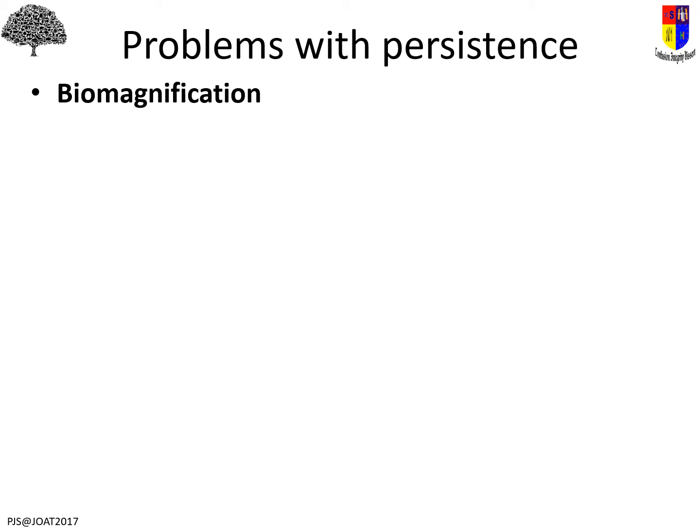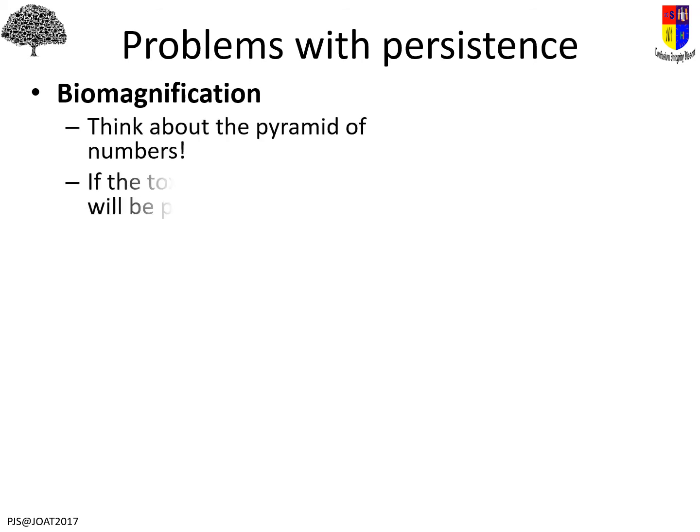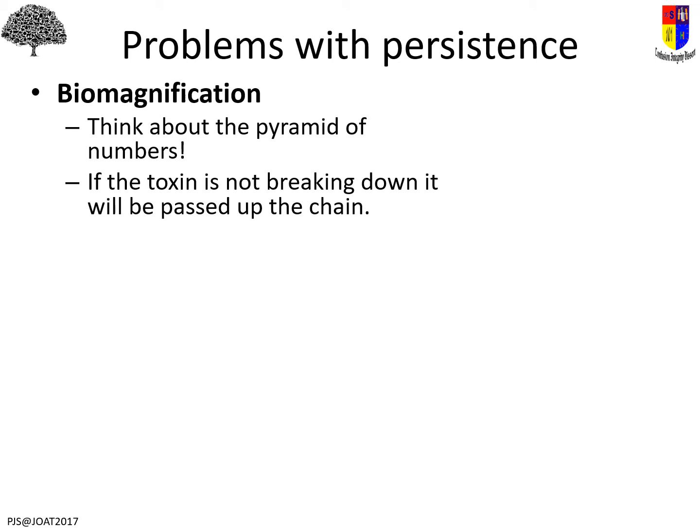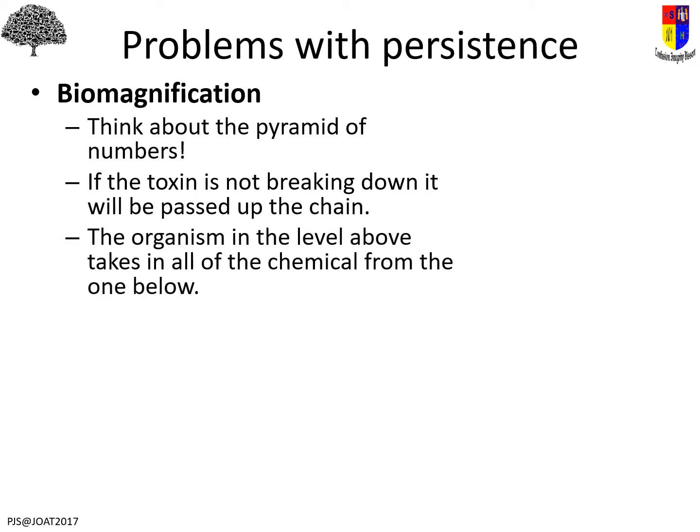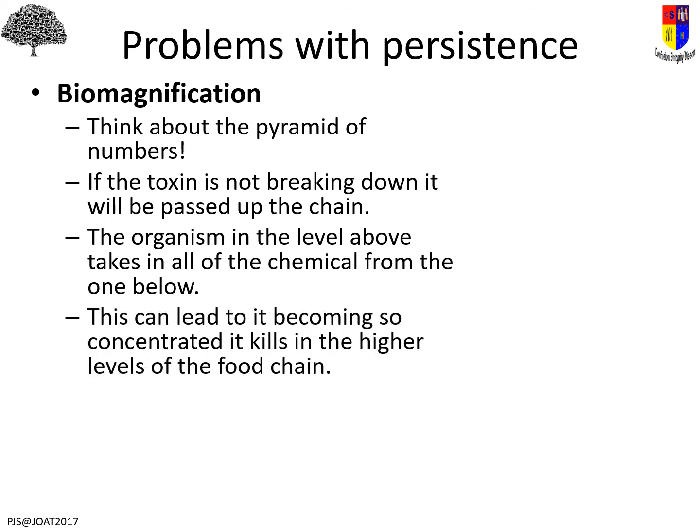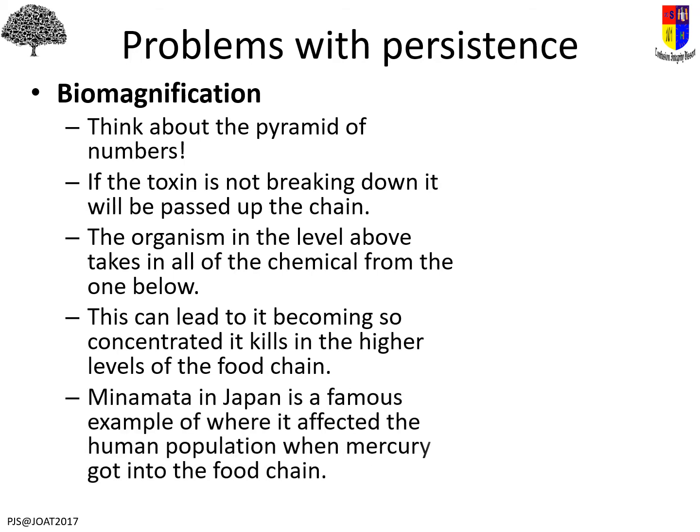What is even more important with persistence is if you think about your pyramid of numbers. You start off with a toxin. If it doesn't break down, then everything from the bottom of the pyramid will end up at the top of the pyramid. The ones above end up with all of the chemicals from the one below, and it gets more and more concentrated as it goes up the food chain.